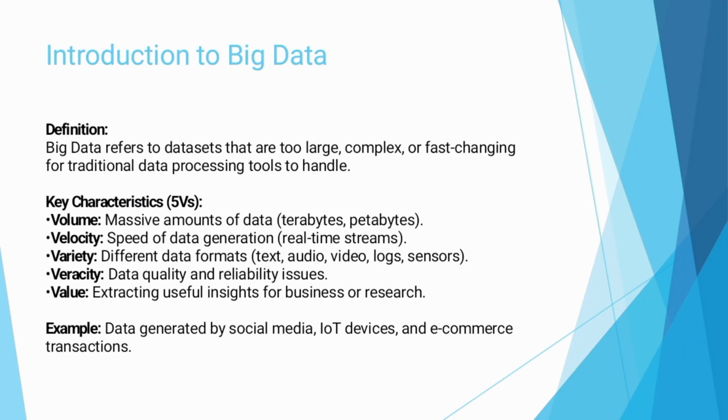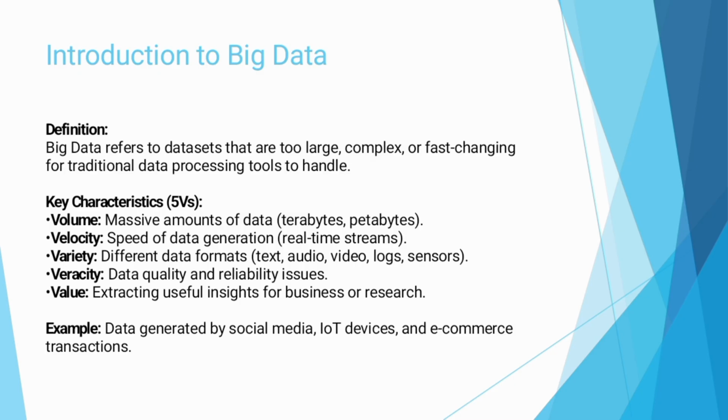Big data refers to data sets that are too large and complex for traditional systems like relational databases to handle. It is often described using the 5 V's. First is volume, second is velocity, third is variety, fourth is veracity, and fifth is value. Volume indicates the size of data, and velocity means the speed at which data is generated.